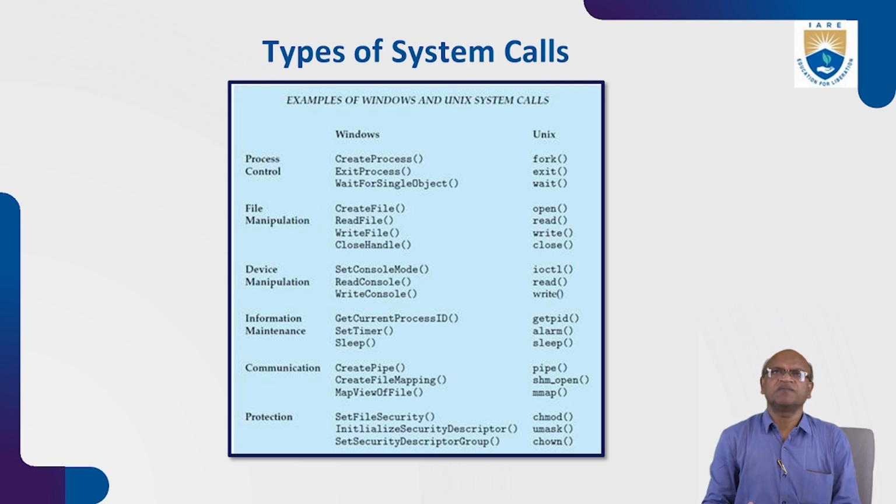Linux is a flavor of Unix, so these are Unix system calls. And file manipulation: what system calls are involved in the kernel? Create file, that is open in Linux. Read file, same, read. Write file, write. Close file, close handle, that is close in Linux. These are the system calls available in the kernel which handle the operation directly.